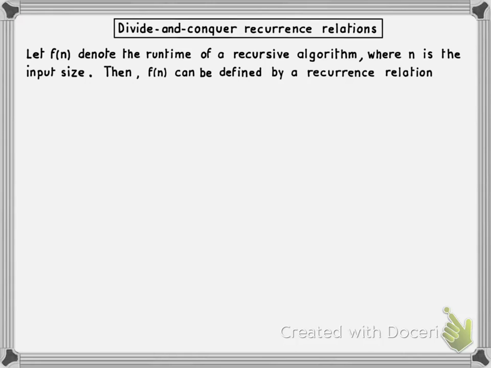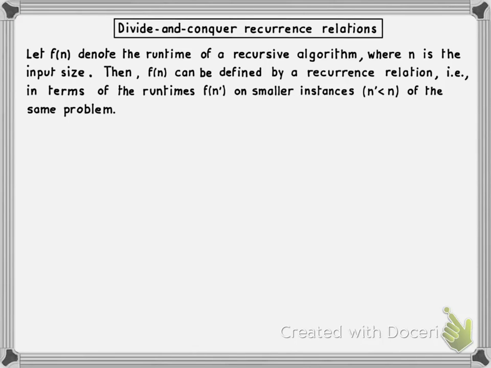Well, remember that our divide and conquer algorithm is solving the problem by calling itself on smaller subproblems, or problems of smaller sizes. So we're trying to compute or determine what f of n is, and f of n is going to be defined in terms of how long it takes to solve the same problem for smaller values of n. So you can see that f of n is going to be defined in terms of f of n prime, where n prime is a problem size that is smaller than n.